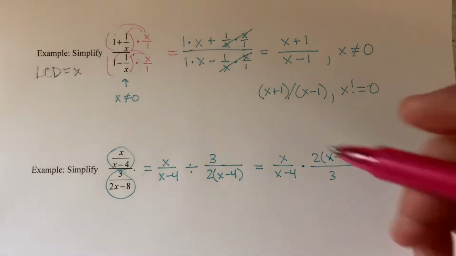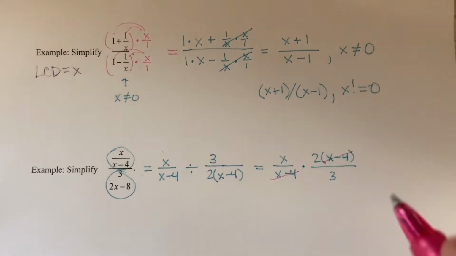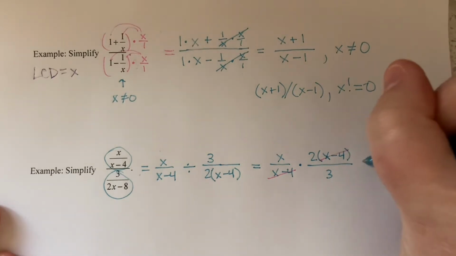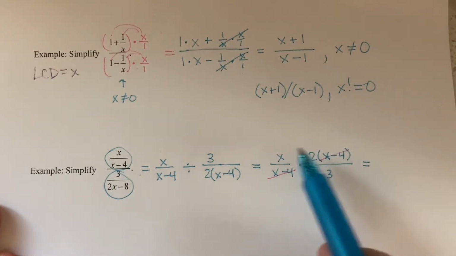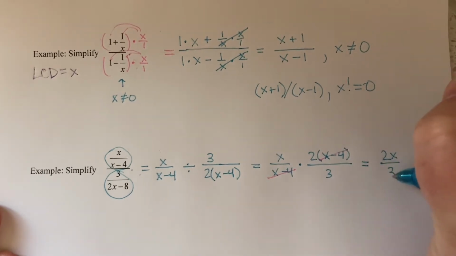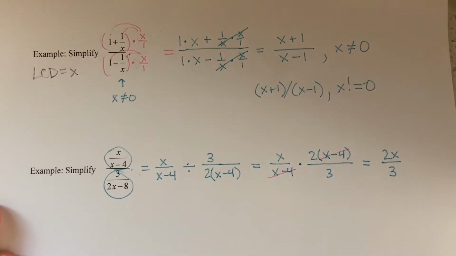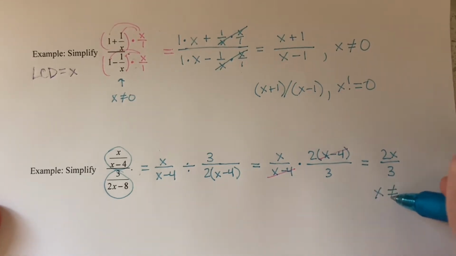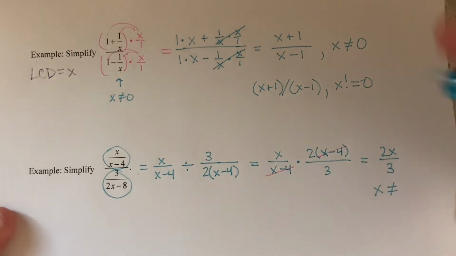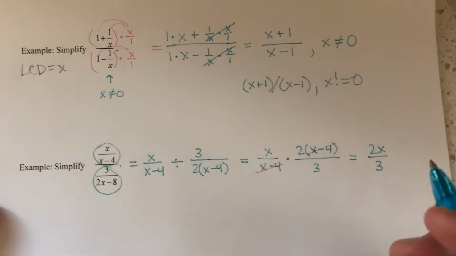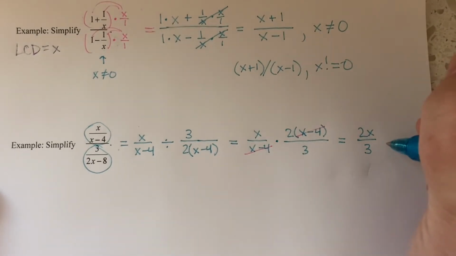So right away, I'm seeing the x minus 4's cancel. So what that means is in the top, what's left is 2 times x. And in the bottom, what's left is just 3. So this is our answer, but again, we need those domain restrictions. Oh, and I want to save room because I want to show it the other way too, just so we can see the LCD method.